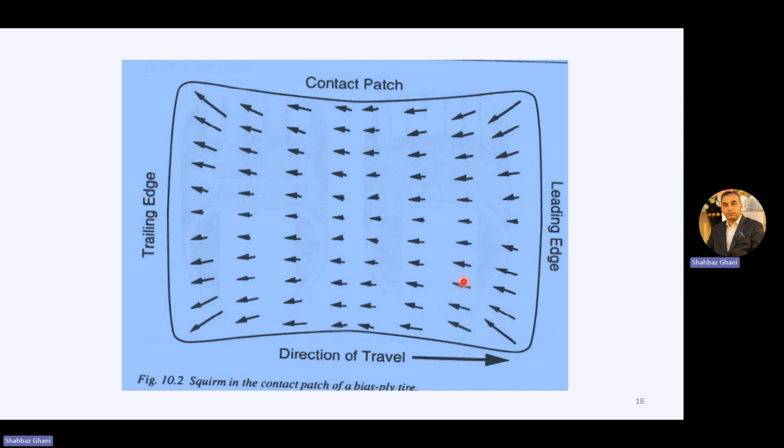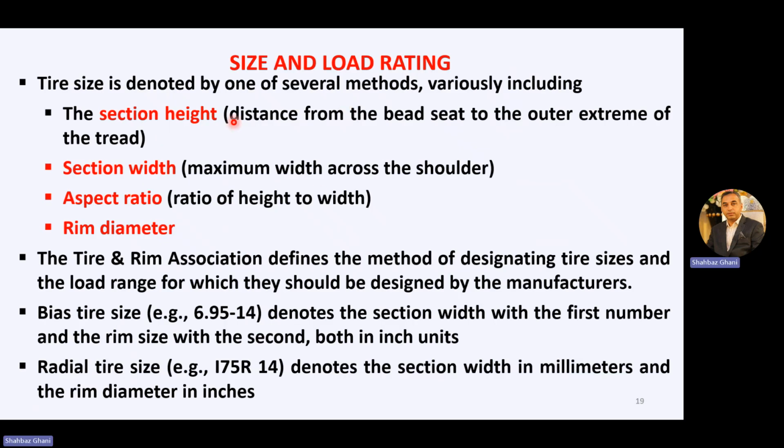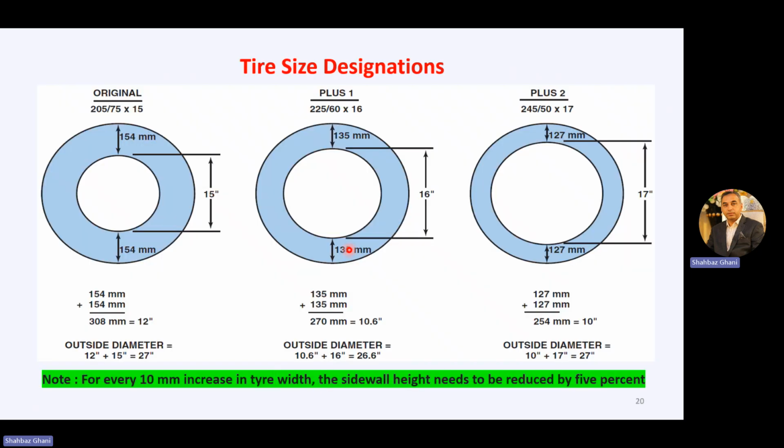Then the forces which are applying here, if we are moving in this direction from left to right, this is our leading edge and this is our trailing edge. Then we have a contact patch in this shape. Then size and load rating: the section height, the section width, the aspect ratio, the rim diameter, and how in bias tire it is denoted like this, and radial tire it is denoted like this. Then this is the tire size designation, example given in the book.